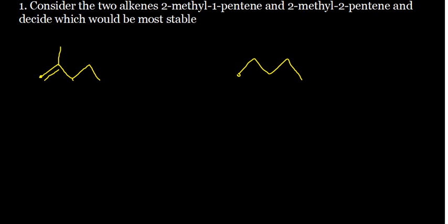For the other one, the double bond is at carbon number 2, so this is carbon 1, carbon 2. So the double bond is going to be here. The methyl group is still at carbon 2. It's there.